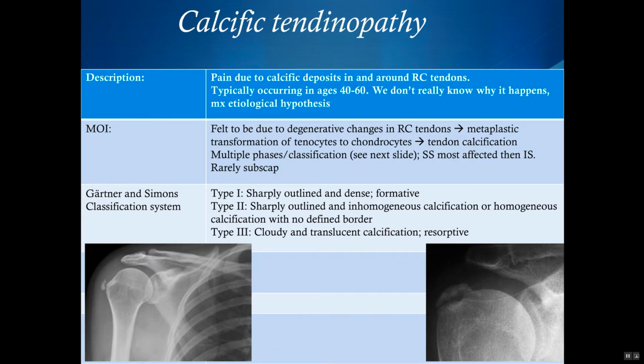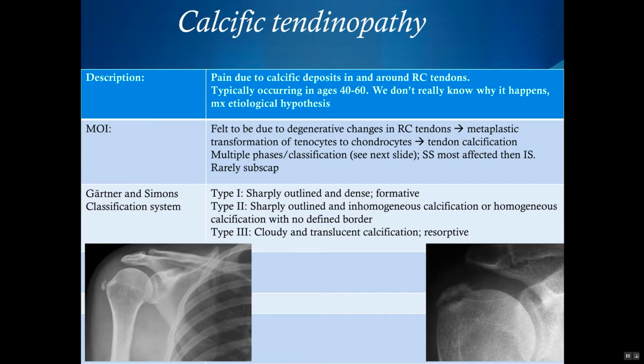So we'll move on and talk a bit about calcific tendinopathy here. It's a condition that is somewhat poorly understood in terms of its etiology. It typically affects older patients, typically between the ages of 40 and 60, who have pain due to calcific deposition in and around the rotator cuff tendon. The theory is that there is degenerative change in the tendon, which leads to metaplastic transformation of tenocytes to chondrocytes, leading to tendon calcification. There are multiple phases proposed to be involved, and the most common tendon affected is the supraspinatus, followed by the infraspinatus and rarely the subscap.